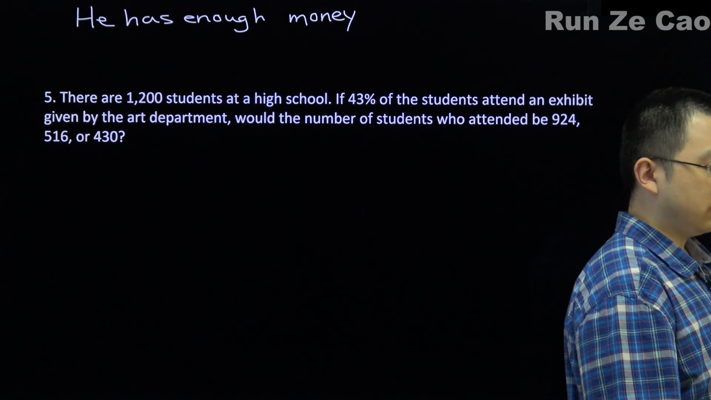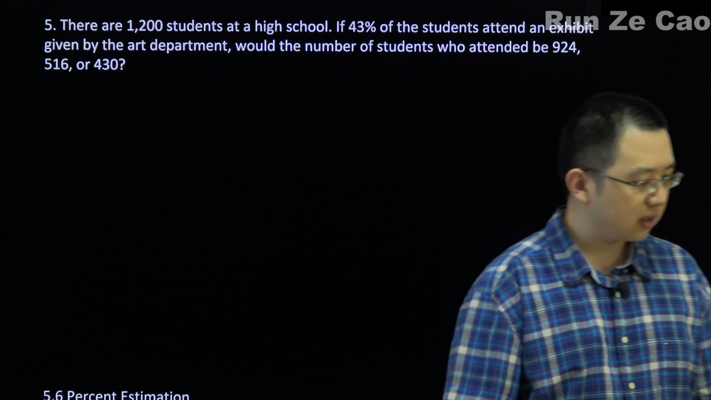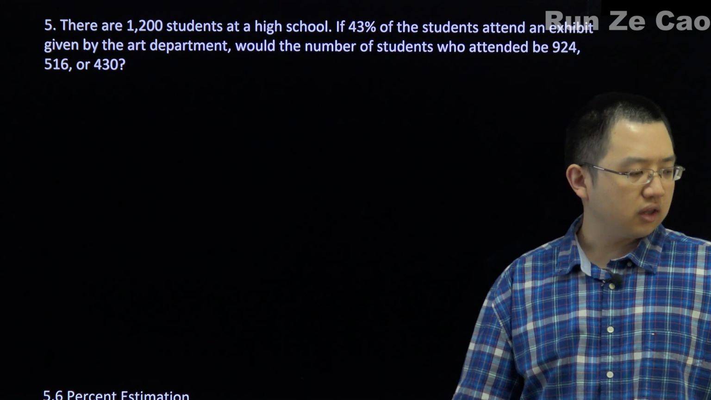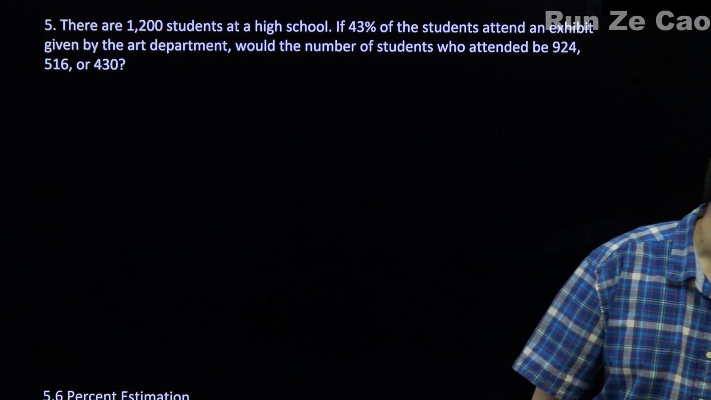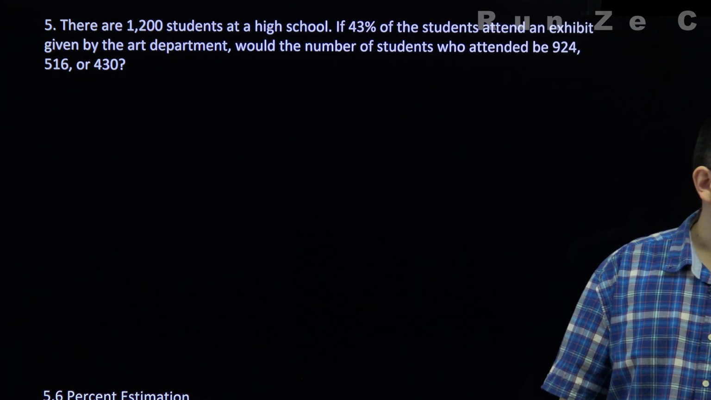There are 1,200 students at a high school. If 43% of the students attended an exhibit given by the art department, would the number of students who attended be 924, 516, or 430?